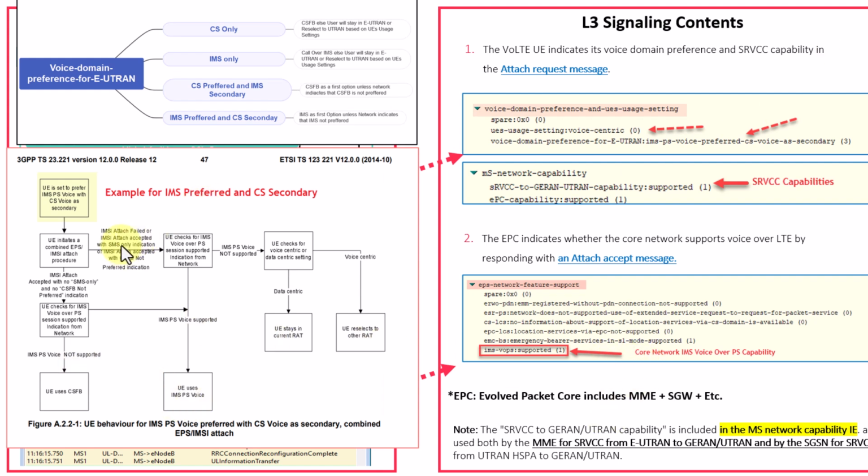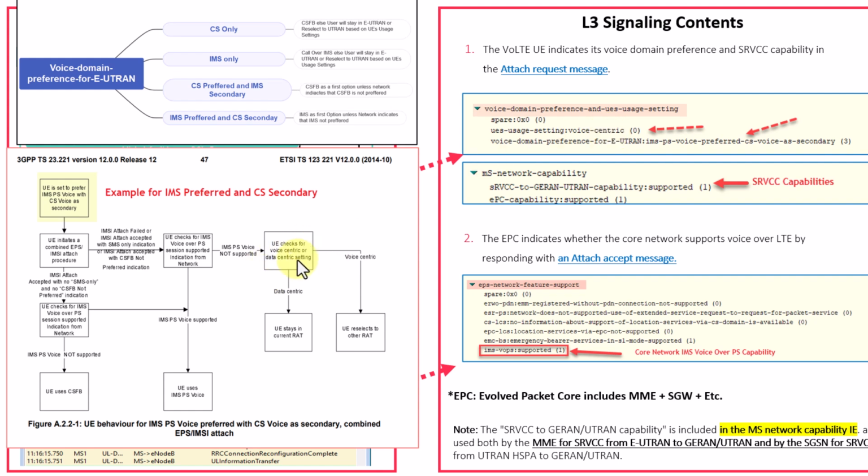In case the attach fails or is not accepted by the network, again the UE will go and check the capability of the network. So assume that the network mentioned that it does not support IMS PS. Now this is where the second piece of information comes into the figure, which is that the UE will check this kind of information, which is, for example, voice centric.